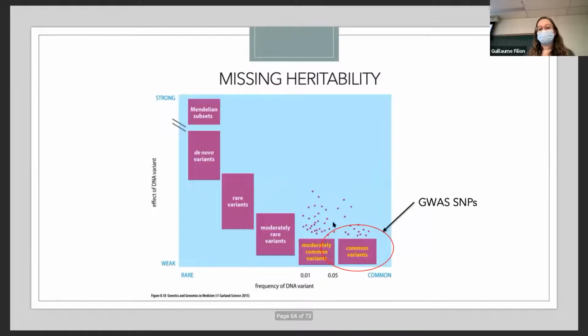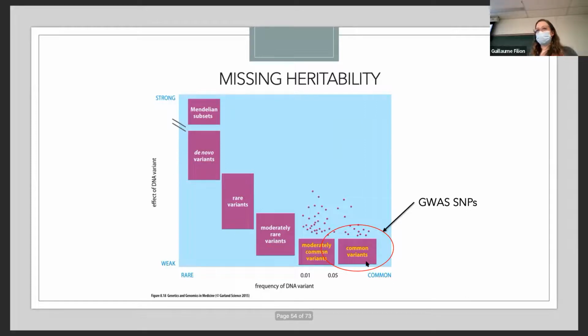And so this is our GWAS SNPs here. These are our common variants, and there are tons of other variants that can exist. Many can be more rare variants, de novo variants, Mendelian subsets, many others that are going to contribute to the variability in disease. And so this is, again, another sort of criticism of GWAS.